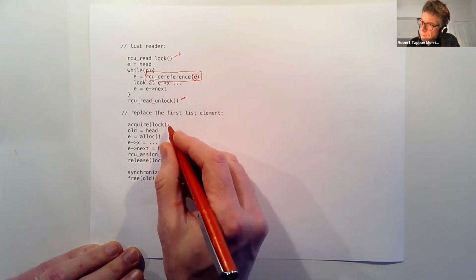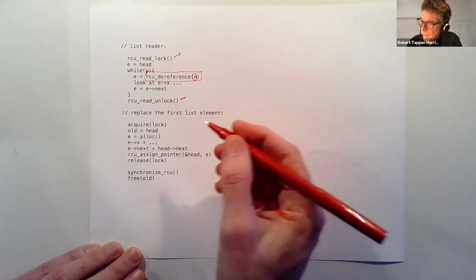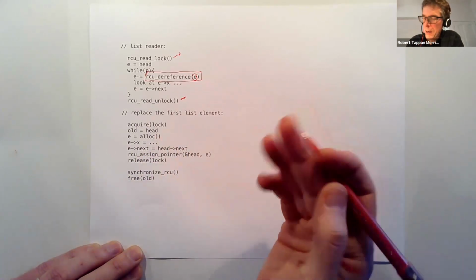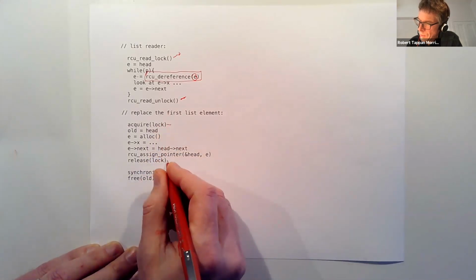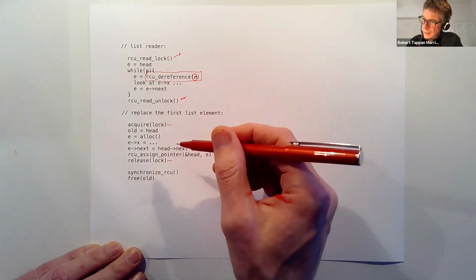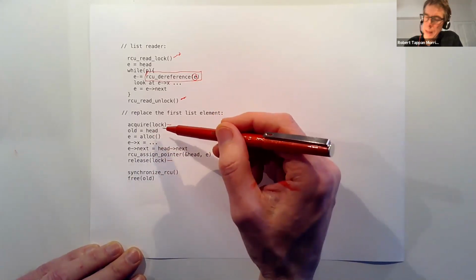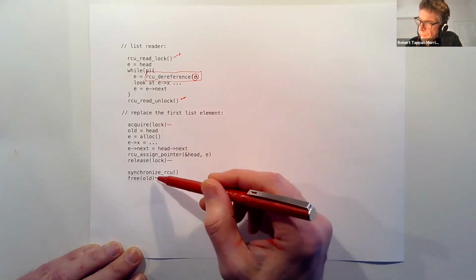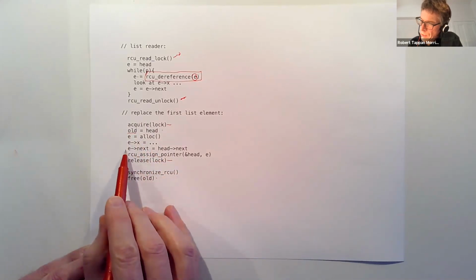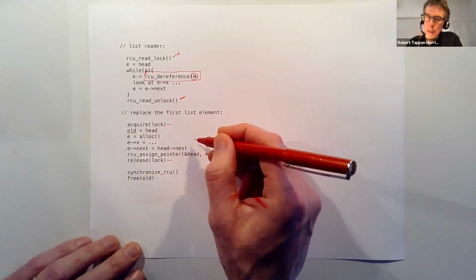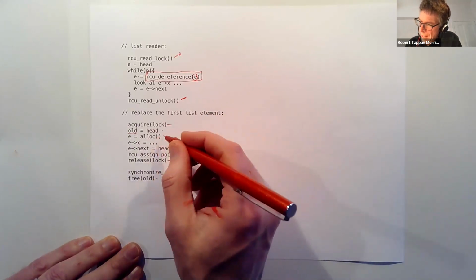RCU doesn't help writers avoid interfering with each other, so writers still have to have some way of making sure only one writer modifies the list at a time. In this case, I'm just imagining we're going to use ordinary spin locks, so the writer acquires the lock. If we're replacing the first list element, we need to save a copy at the beginning because we're going to need to eventually free it. So we save this copy of the old list element, and now this code plays that trick I talked about again, allocating a complete new list element to hold the updated content.